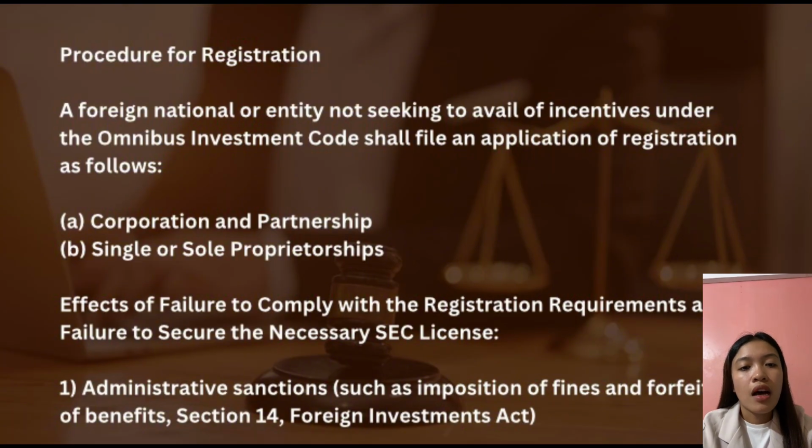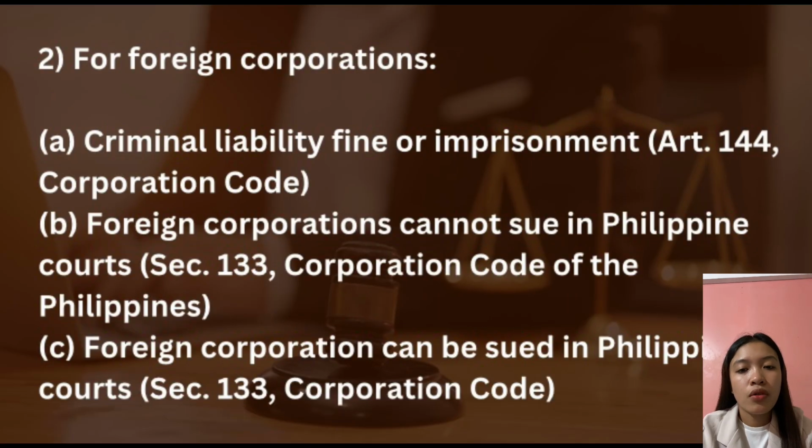First is administrative sanctions such as fines and forfeiture of benefits, Section 14 FIA. For foreign corporations, criminal penalties including fines or imprisonment, Corporation Code Art 144. Ineligibility to file a lawsuit in Philippine courts, Section 133 Corporation Code. A foreign corporation may still be sued within Philippine courts.